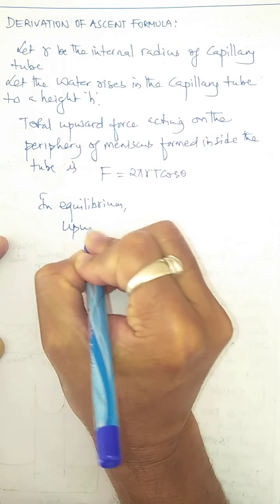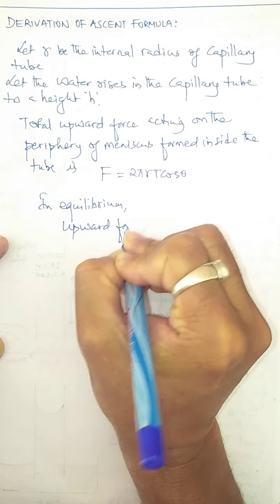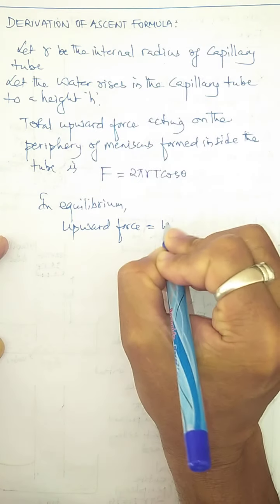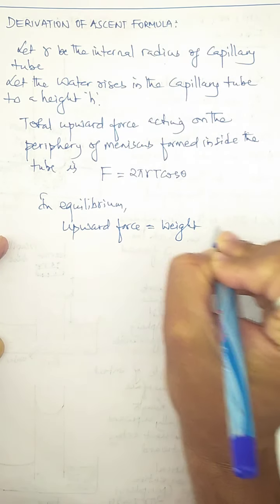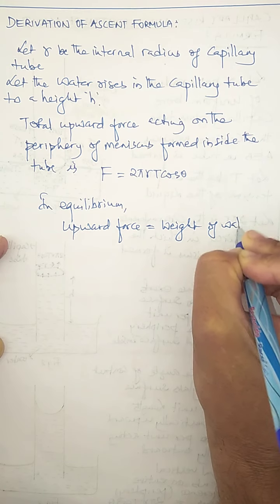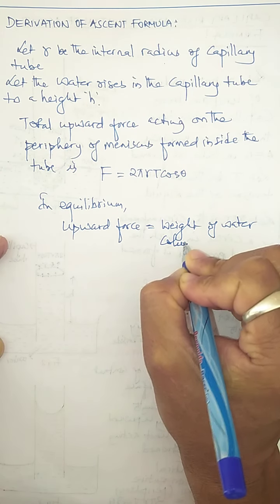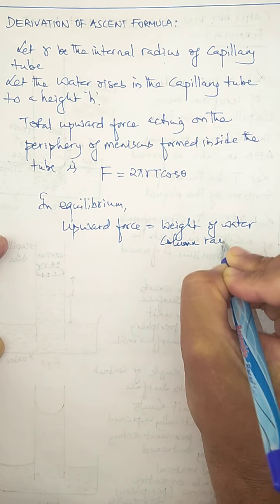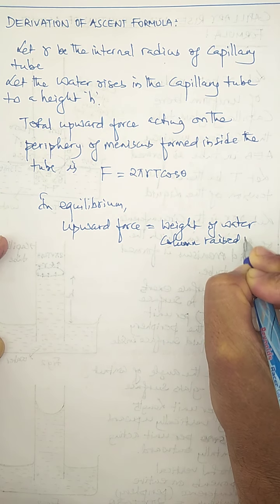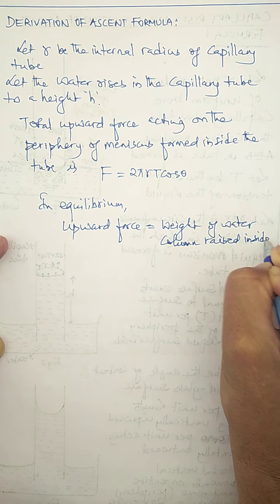The upward force is equal to the weight of what? The weight of the water column. The weight of the water column raised inside the tube.